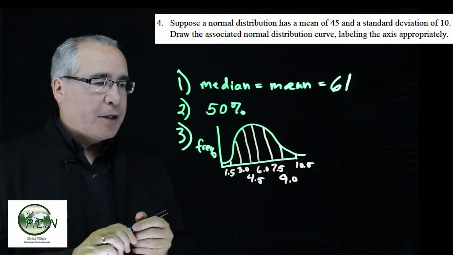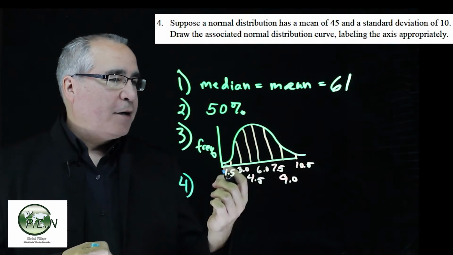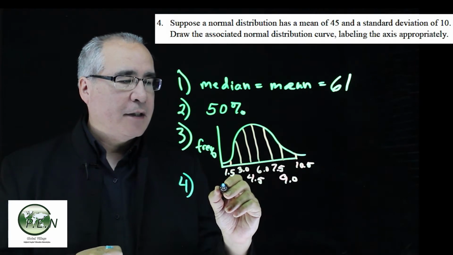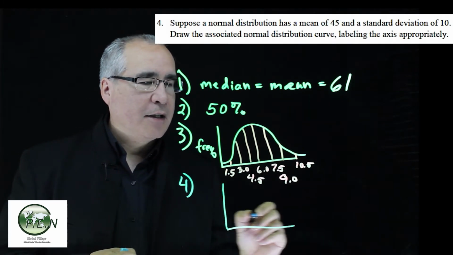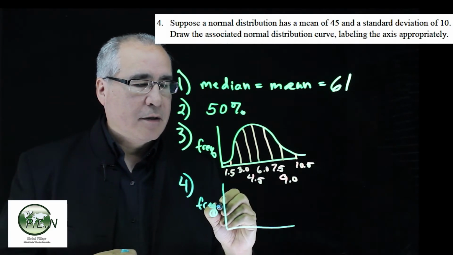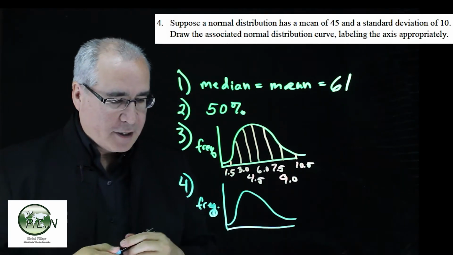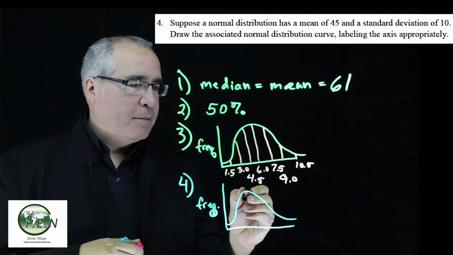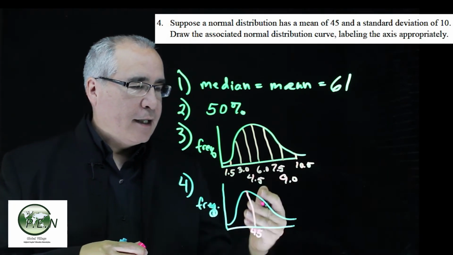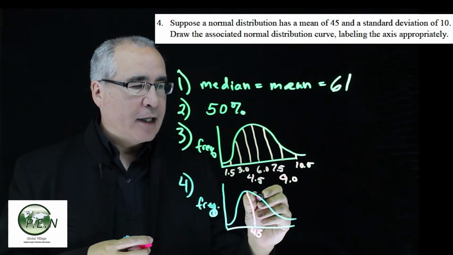For question number 4, we're going to be doing basically the same thing, except our mean is going to be 45 and our standard deviation is 10. So let's see. So here's our frequency. We're going to draw the bell shape, and then here we've got the mean sitting here at 45, and then as we go up we will add 10, as we go down we will subtract 10, because that's a standard deviation.